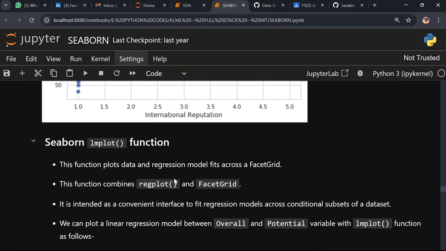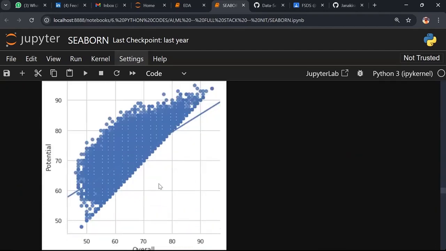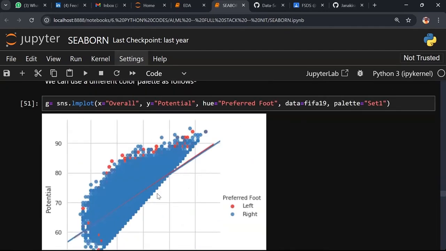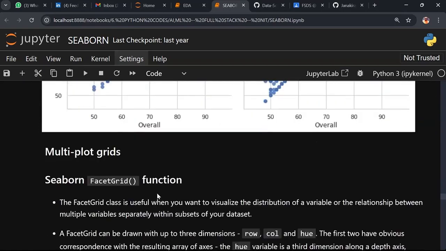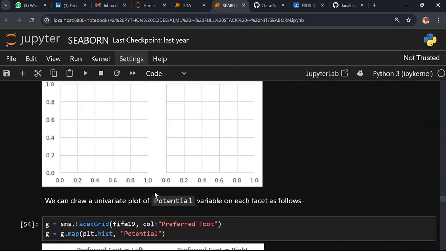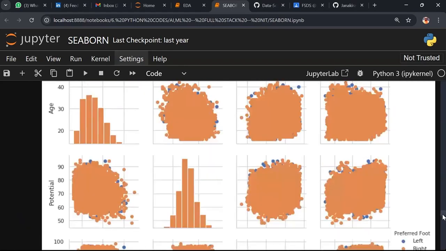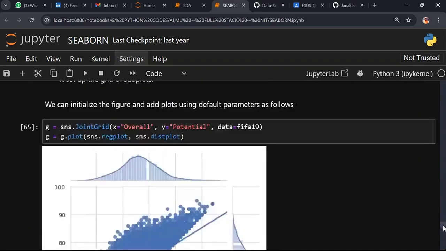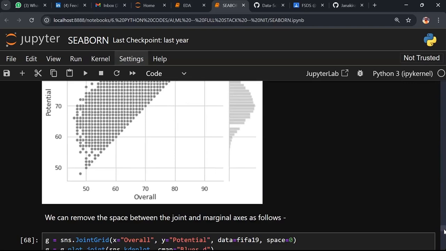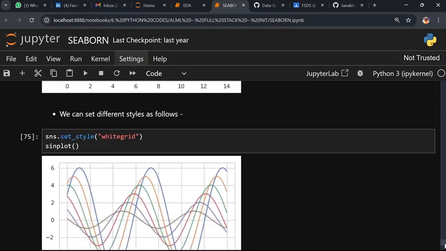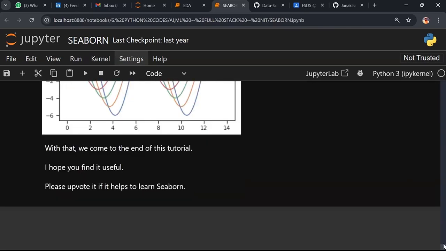Subplot, LM plot, LM plot. Are you guys getting my point? So then facet grid, you can see that. So I want you to work. Okay, such a nice graph. Can I give it to you guys? Would you work? If yes, then only I'll share. One project is enough to complete Seaborn.